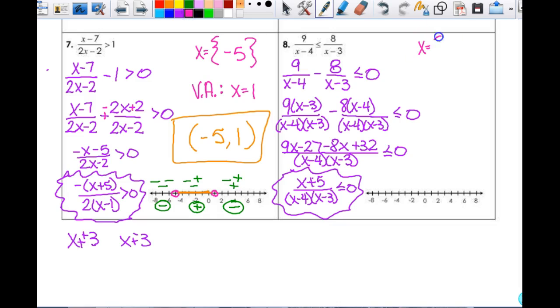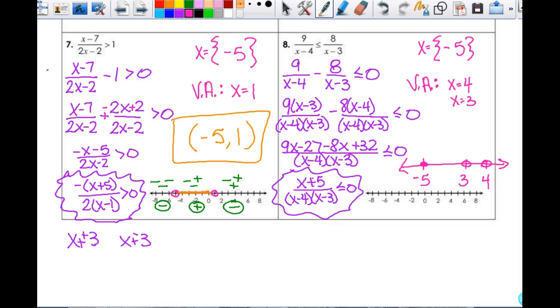My zeros, what is that? Negative 5. Vertical asymptotes. Good. So x equals 4 and x equals 3. So once again, those are kind of close, so I'm going to draw my own. Got negative 5, 3, and 4. And then negative 5, open or closed? Closed, because it's a 0. And then 3 is open, and 4 is open. Okay.